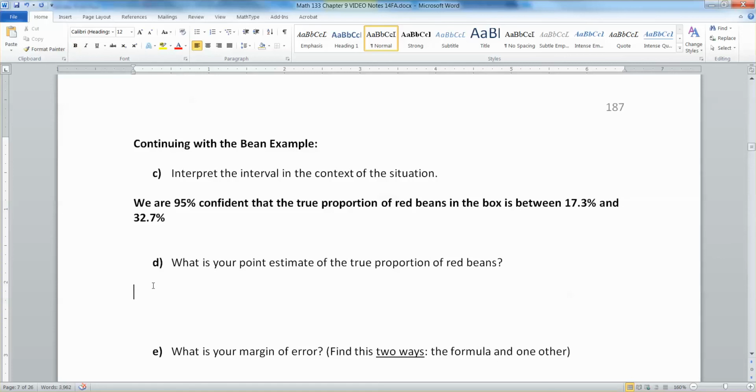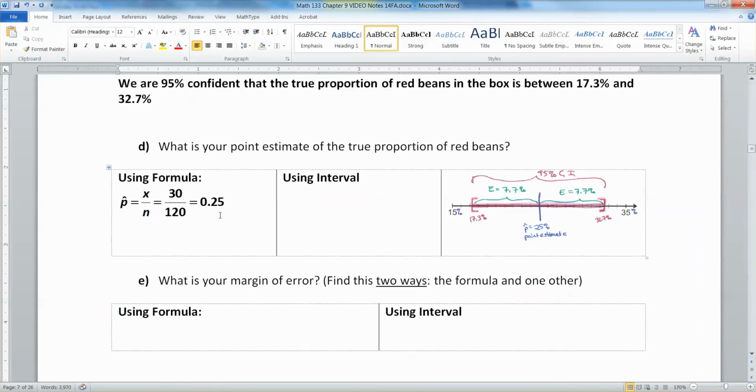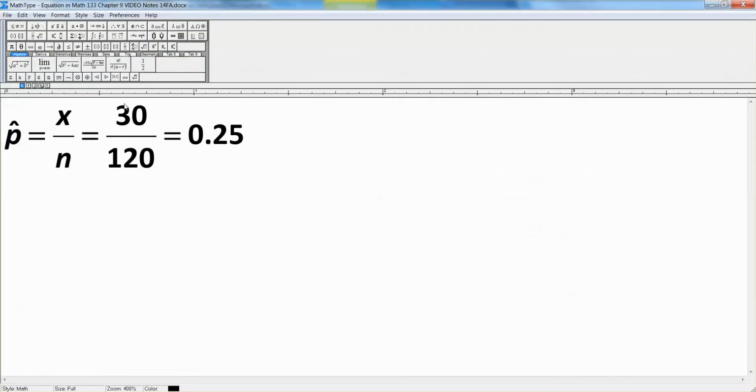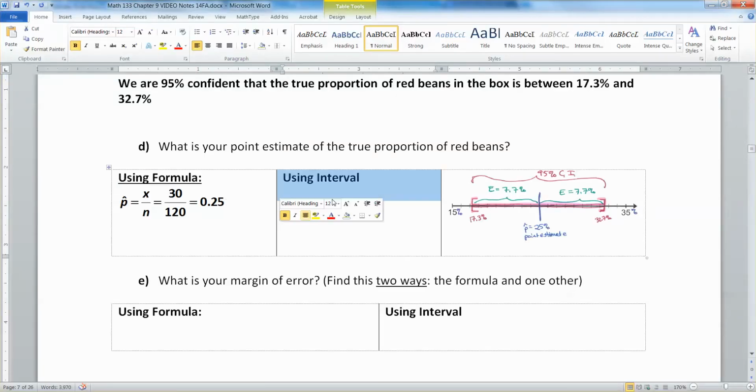Now the point estimate is p hat. Now how could we find it? Now we already know that p hat is x over n, but you could also find it using the interval. Let me show you. All right, there we have it. So we have the formula. We've seen that before, which is p hat equals x over n. If you know x is 30 and n is 120, you could just divide them and get 0.25. No trouble. Now how could you do it if you were just given the interval?